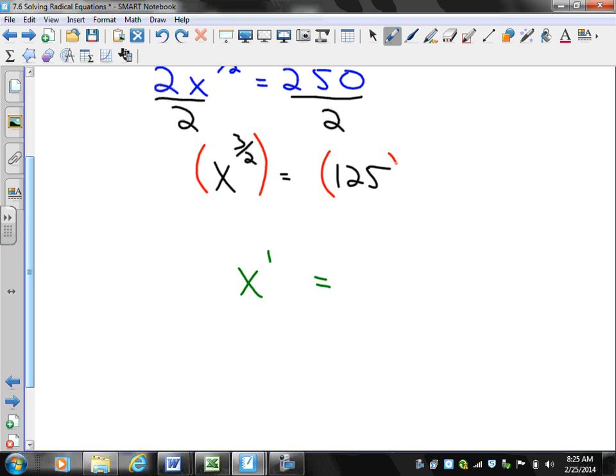Well, 3 halves times what gives me 1? Well, that's the reciprocal of 3 halves, or 2/3. So I'm going to raise that to the 2/3, which means I need to raise my right side to the 2/3 as well. And that's how I get this x to the 1 down here, because that's what I want to end up with. I want to just get x by itself. So that does that for me on the left side.